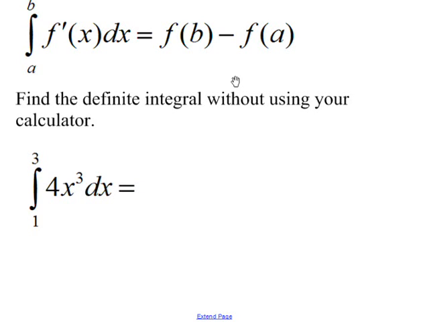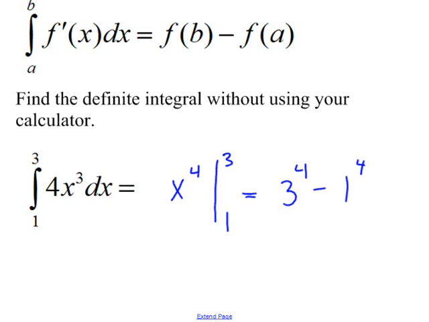Okay, so now you have to ask yourself, what function, when I take the derivative of it, gives me 4x cubed? And so you talk to yourself and say, well, that's going to be x to the fourth, from what we learned yesterday. And then remember, we want to evaluate it from 1 to 3. So we write that as our notation. And so I just do 3 to the fourth minus 1 to the fourth.